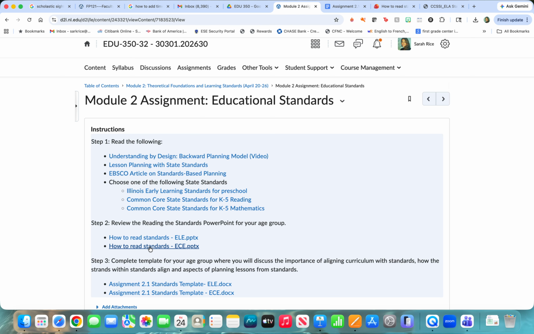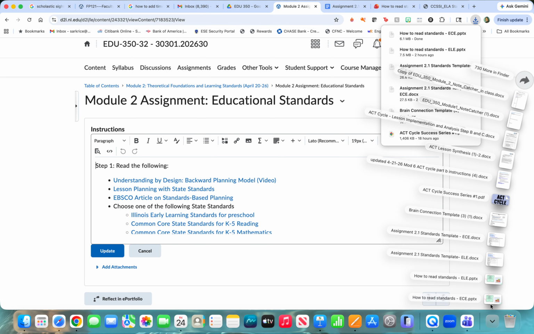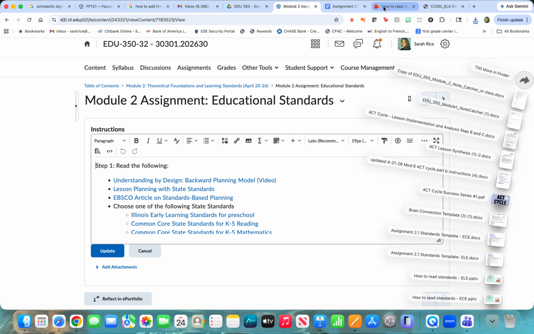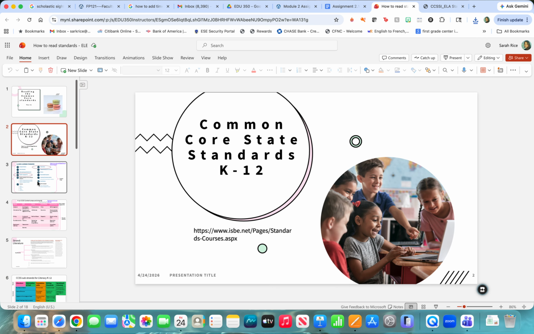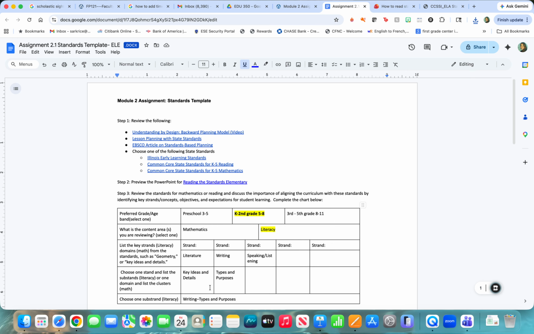assignment here for ECE. It'll download. And there's a presentation for ECE in the assignment. So I click the elementary standards. I go and I see here literacy, and here are all of the strands or the domains. So there's literature, informational text, writing, foundational skills, speaking, and listening. So then I type here strand: literature, writing, speaking, and listening, etc.